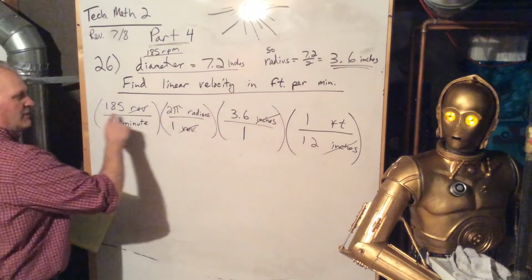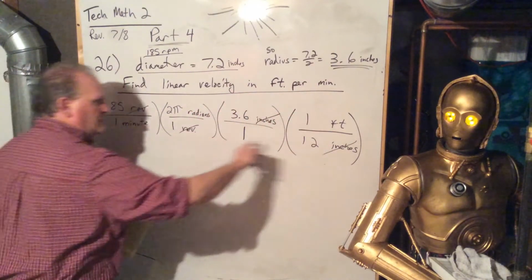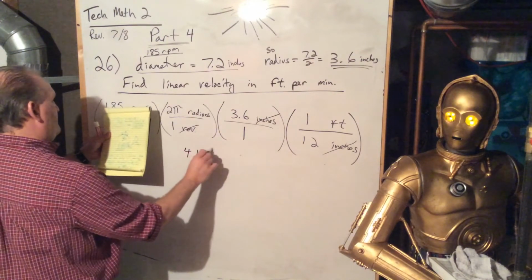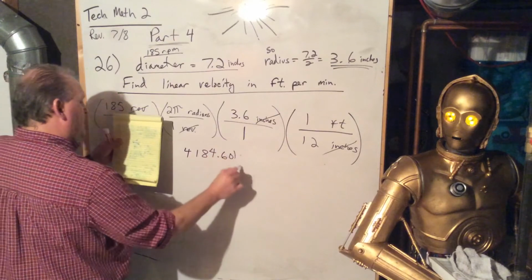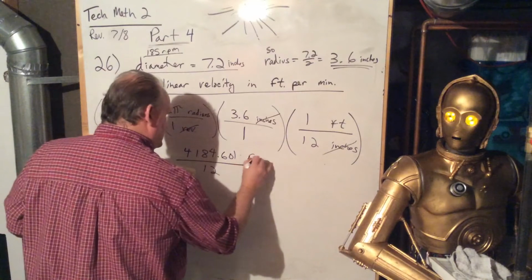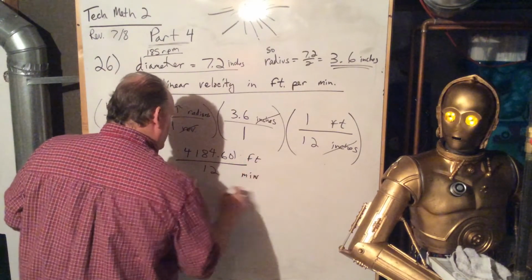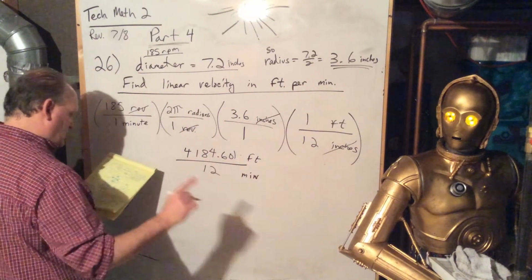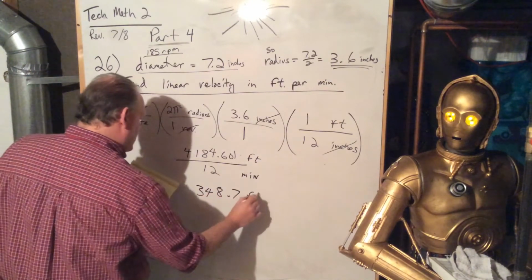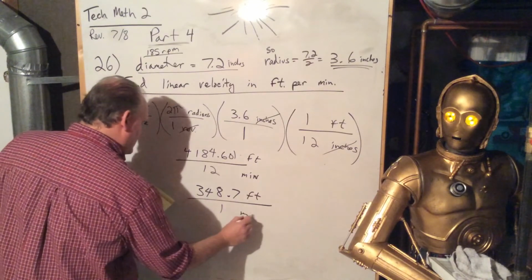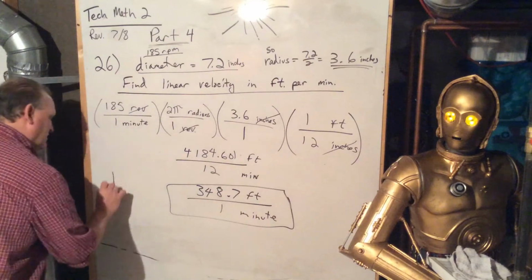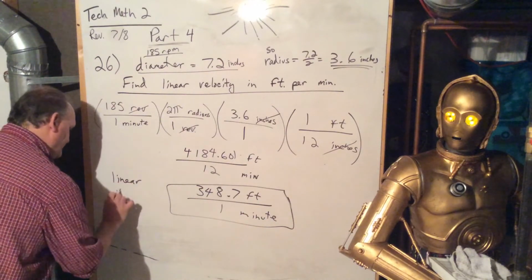So feet per minute. So we multiply all the stuff on the top, all the stuff on the bottom. We end up with 4,184.601 on the top, 12 on the bottom. That's going to be in feet per minute. And then we actually divide it, so it's per minute. So 348.7 feet in 1 minute. And that is our linear velocity.